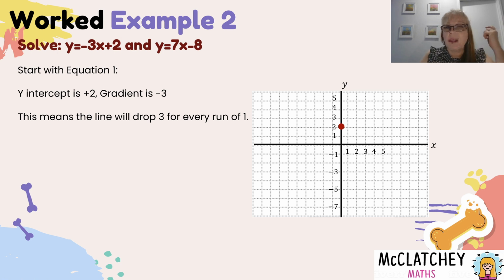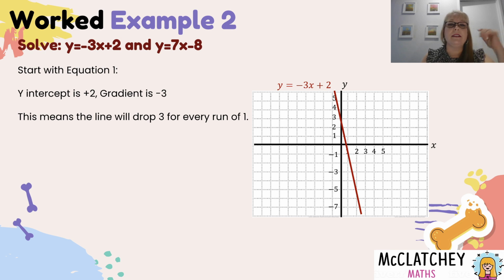So it's -3, so that means we're going to drop 3, which will take us down to -1, and then we're going to run 1, which is where our second point is. Now we've got 2 points. Very carefully, we're going to place a line between the two of them, making sure that it passes through that little cross there and that little cross there, and making sure we label our line that we have drawn in.